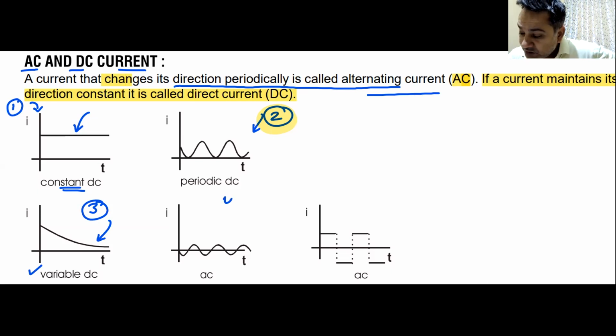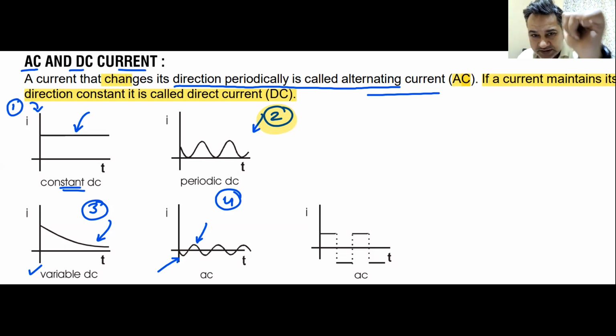Look at graph number 4. Here the current is going jig, jig, jig like this. What you can see, sometimes it is positive and sometimes it is negative. Positive and negative here refers to the direction. If I call this direction as positive, this direction becomes negative. Do we understand this?